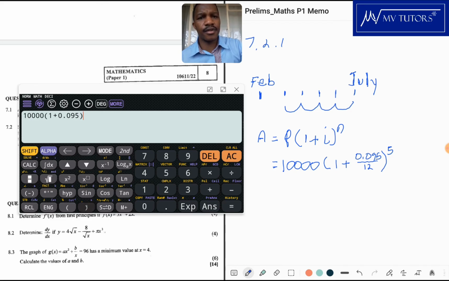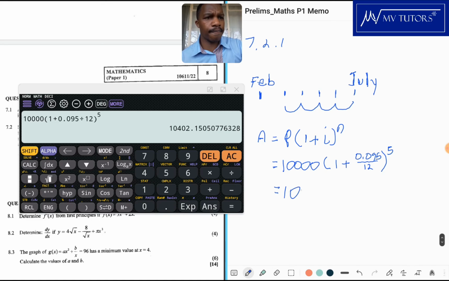0.095. Close that, and that should be to the power of 5, like that. And what do we get? Oh, yep, classic mistake. My mistake is that I did not put... Let's start again. Okay, so it's 10,000, just like that. Open the bracket, and then it's 1 plus 0.095 divided by 12. Close the bracket, and it should be to the power of 5. And there we go.